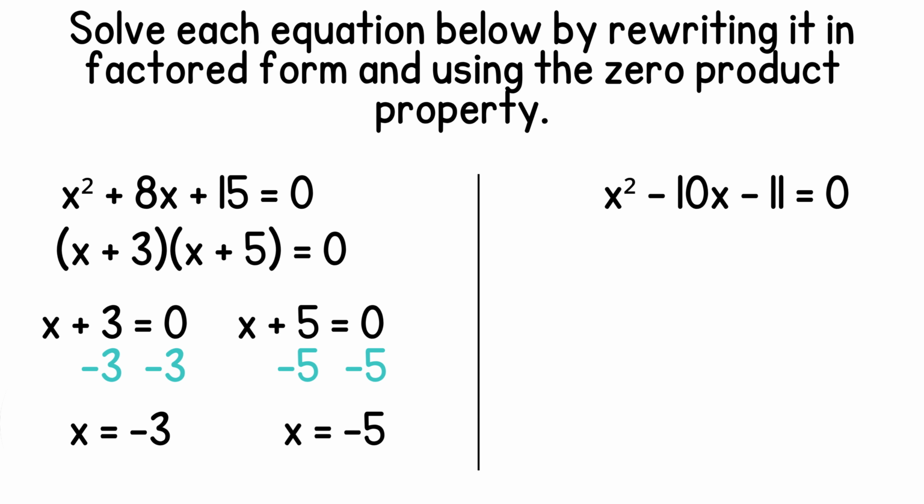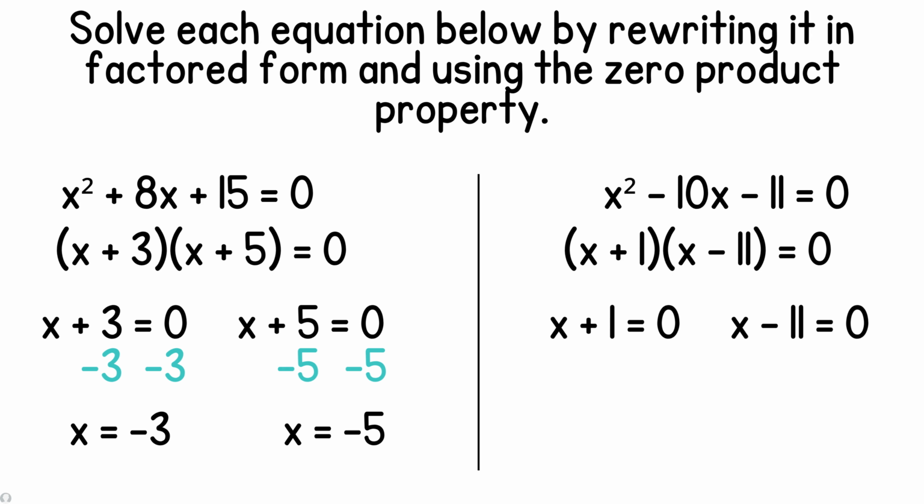Now let's look at our next equation. We'll start by listing the factors of negative 11 and find the pair that adds to the negative 10 that we need. So we'll use the factors of positive 1 and negative 11. And now we'll set each parenthesis equal to 0 and solve for x. We'll start by subtracting 1 from each side, which gives us x is equal to negative 1. Now we'll add 11 on the next equation, which gives us x is 11. So now we have the solutions for both equations.